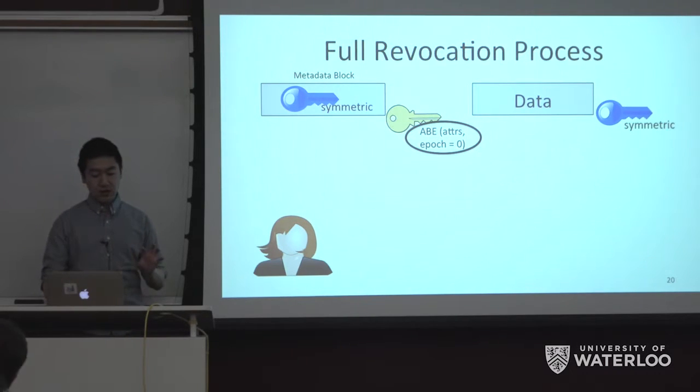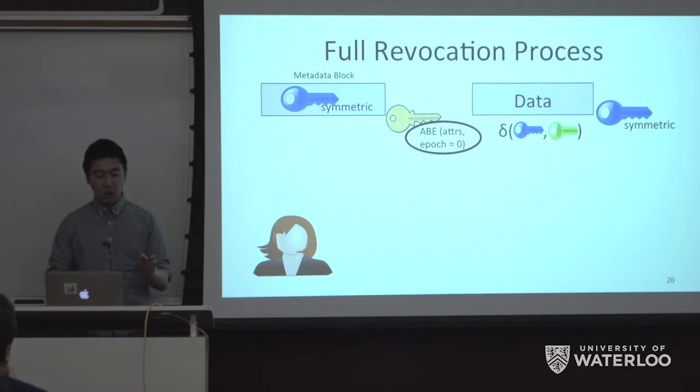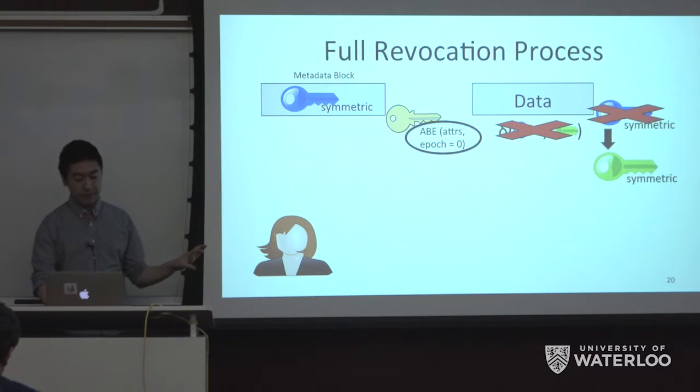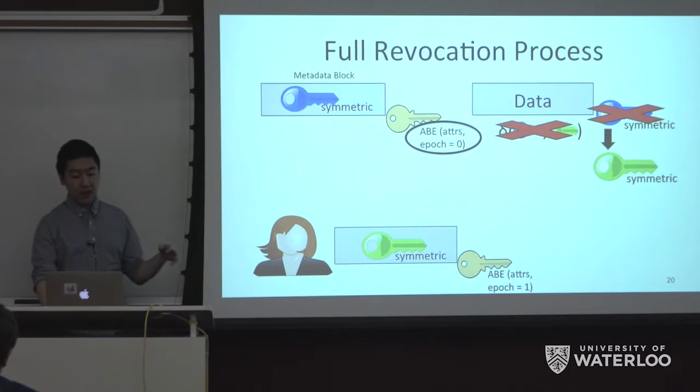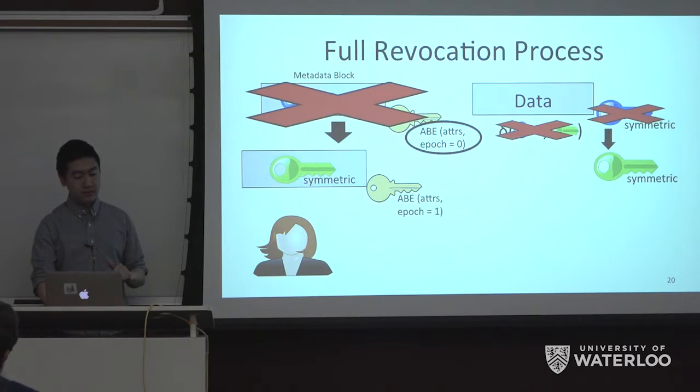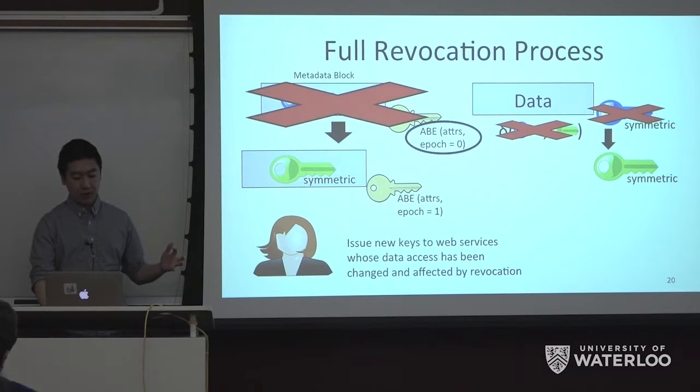Then the user generates a rekeying token, which is a function of the old key and the new key. She sends this token to the storage provider, who applies it to the appropriate data block and then deletes this token. This causes that data block to be rekeyed. Next, the user generates a new metadata block based on the new symmetric key, encrypted using an ABE public key with the same attributes, but now with an incremented epoch number. This now replaces the old metadata block. The user does this for all the data blocks that the revoked web service had access to. And finally, the user issues new keys to web services whose data has been affected by the revocation.